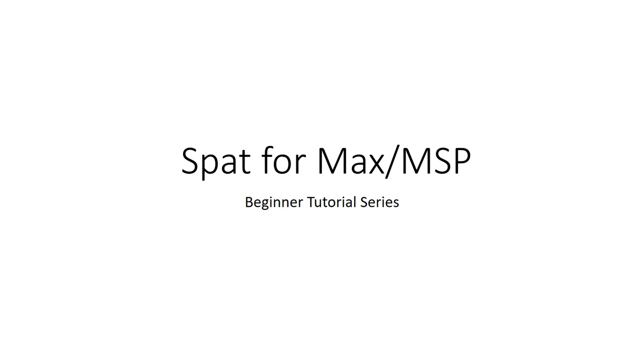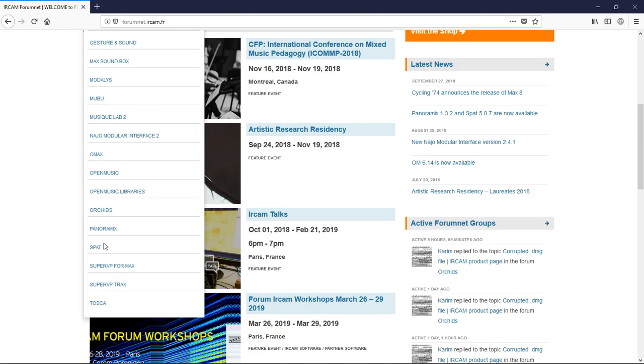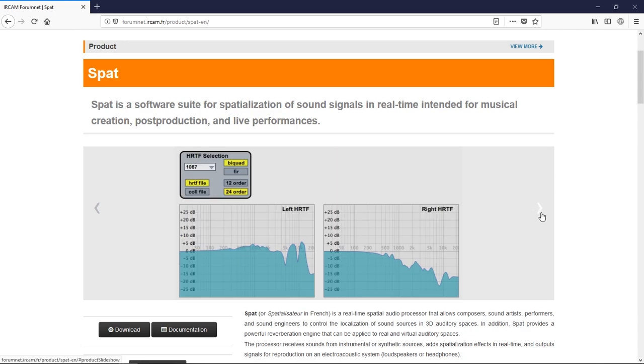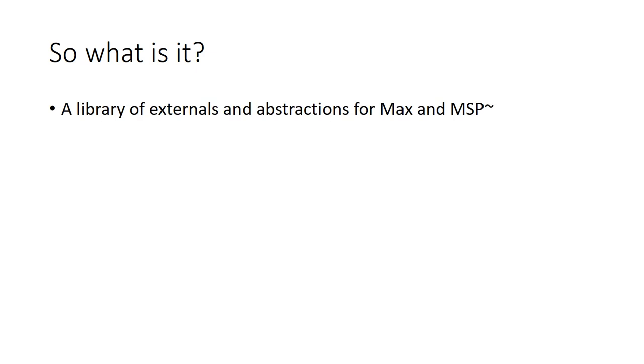Made by Aircom. In this very first episode, we will briefly talk about what Spat is, have a general overview on how to access info about the library, and also lay down some basic concepts. If you don't know what Spat is, feel free to check it out on forumnet.aircom.fr. In a nutshell, it is a vast library of control rate and audio rate objects designed for multi-channel spatialization.